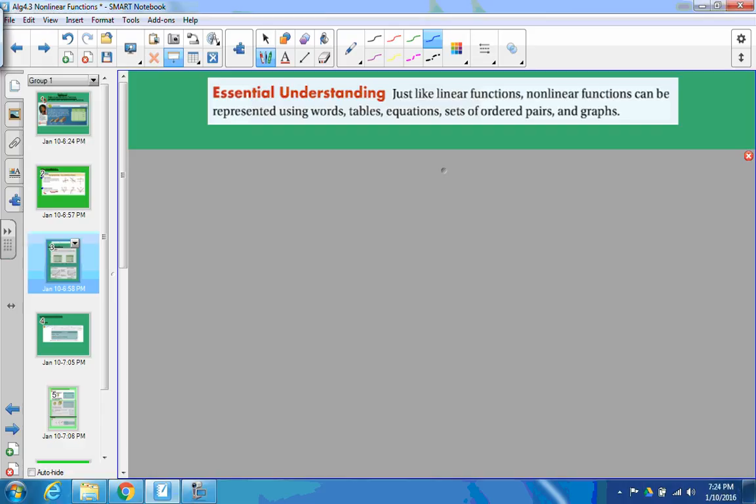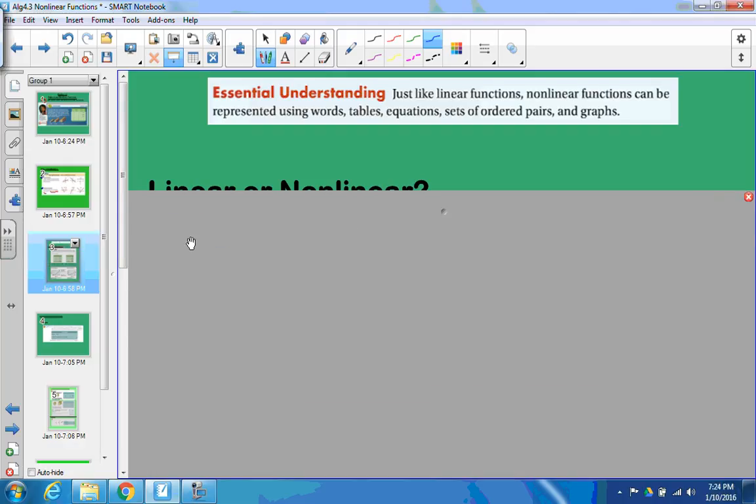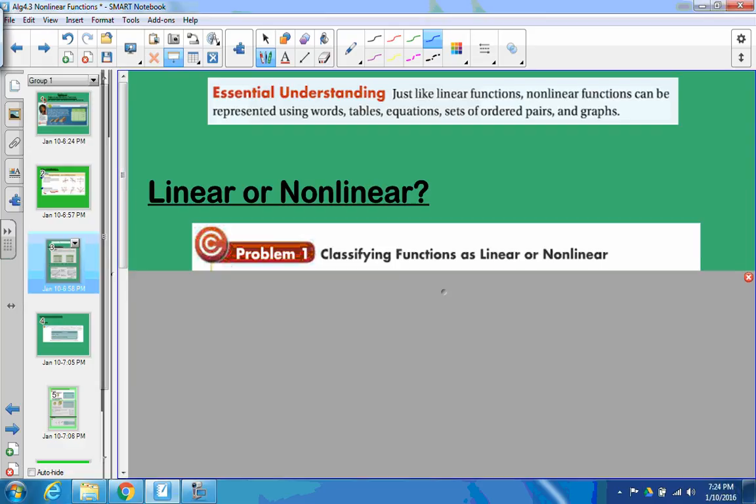All right, so here's something worth reading. It says essential understanding. Just like linear functions, nonlinear functions can be represented using words, tables, equations, sets of ordered pairs, and graphs. So we get the ordered pairs usually from the tables. And we're going to do this today. That's what we're going to work on. So first of all, determining if it's linear or nonlinear is the first part that we want to look at.